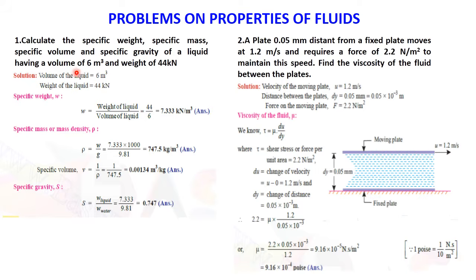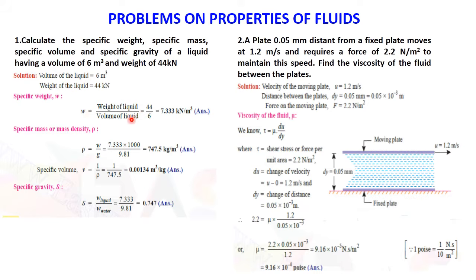So basically when we start the solution here, first we will write all the given parameters which are given to us in the problem. So volume of liquid is given is equal to 6 meter cube. Weight of the liquid is given as 44 kilonewton. So we know that while calculating the actual specific weight, first we know that the unit of specific weight is Newton per meter cube. So in this case, if we divide this weight by volume, we can get the unit as kilonewton per meter cube. So you can easily find out the specific weight.